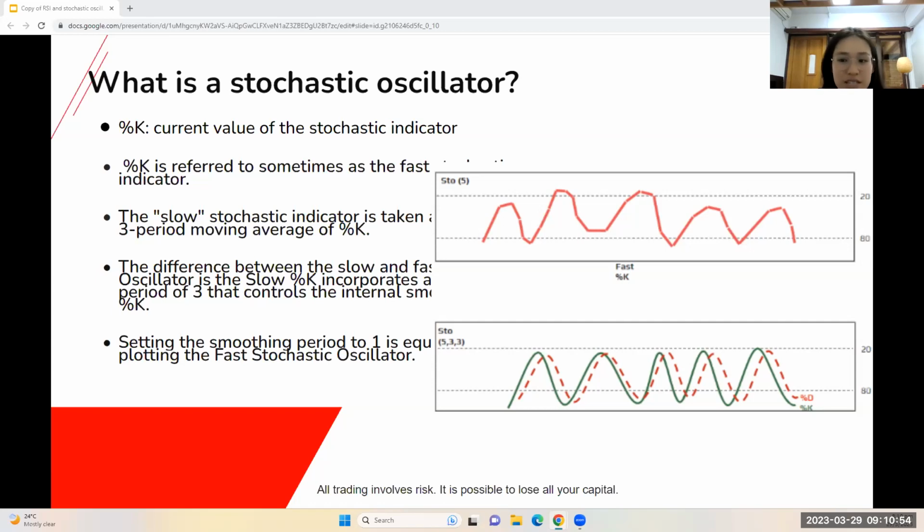So the stochastic oscillator consists of two lines that fluctuate between 0 and 100. First line is called the %K, which represents the closing price of the instrument in relation to the high and low prices of a given period. So the second line is called the %D, or percentage D, and it's the moving average of the previous line that we mentioned over a certain number of periods.